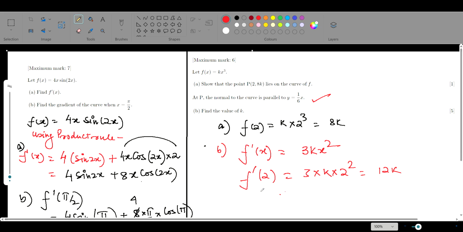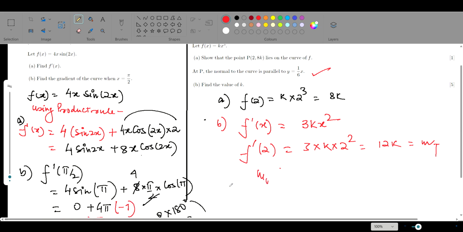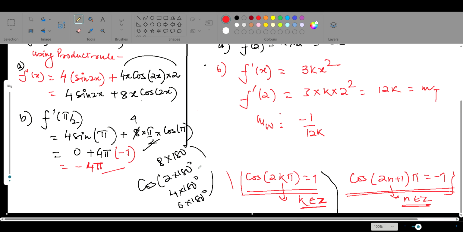Now, the gradient of the normal would be minus 1 over 12k, and this is equal to 1 over 6.